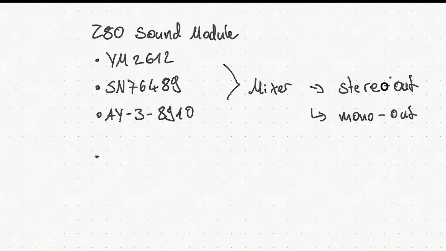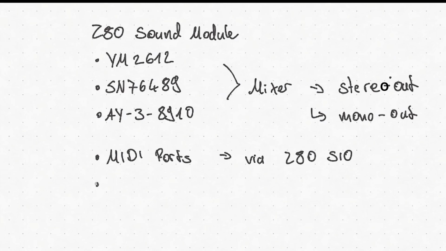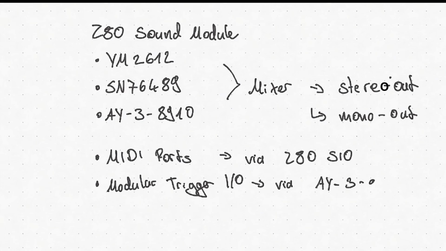The module itself also contains an SIO IC, which provides 2 independent MIDI I/O ports. Since the AY-3-8910 is not only a programmable sound generator, but also has 16 I/O ports, I use the remaining unused I/O ports to provide 4 trigger outputs or to receive 4 trigger inputs from a modular synthesizer.